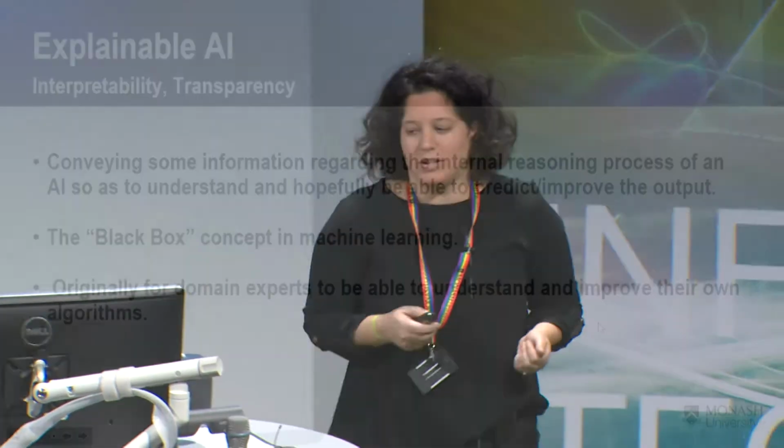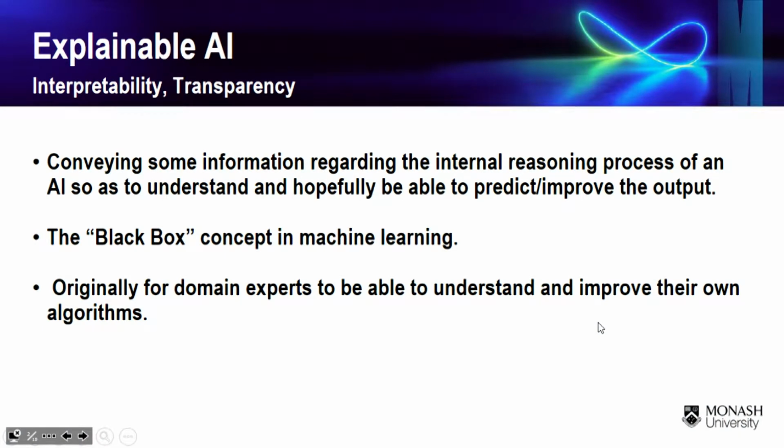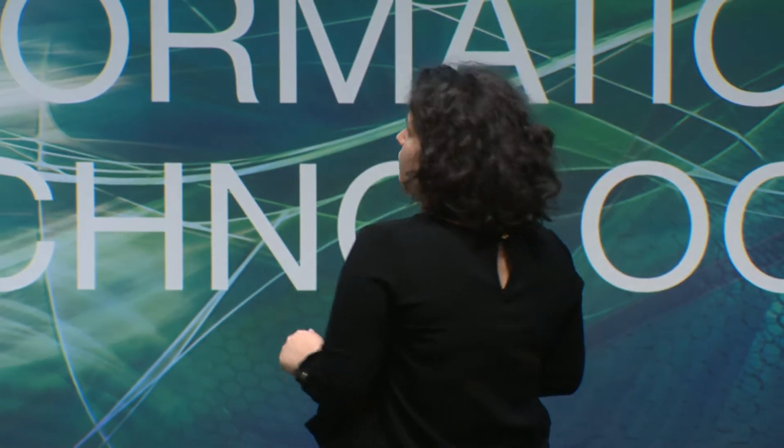So what's explainable AI? Explainable AI is a very hot topic right now, but it's not new. It's been around since the 70s, but it's getting a resurgence right now because of all the black box machine learning algorithms. Explainable AI basically means that we want to convey some information regarding a certain algorithm's internal reasoning process. We want to do this for a number of reasons. We want to understand why we've gotten a certain output. We want to be able to adjust that output if it's mistaken, and we need this to trust the algorithm.